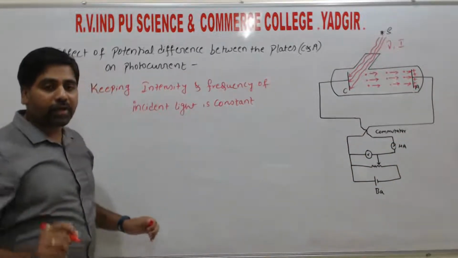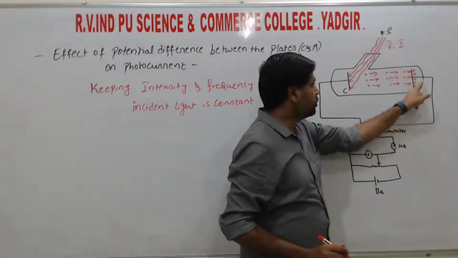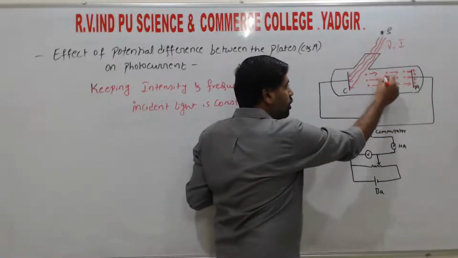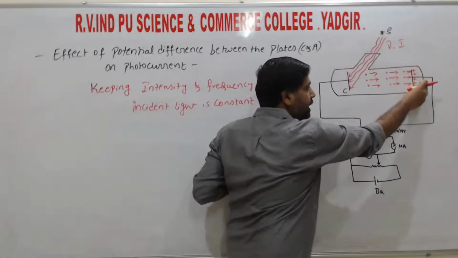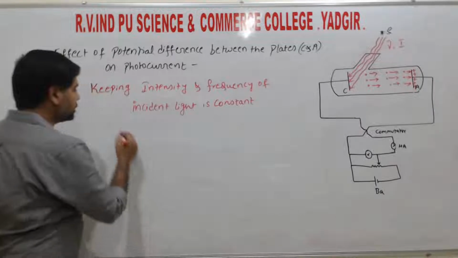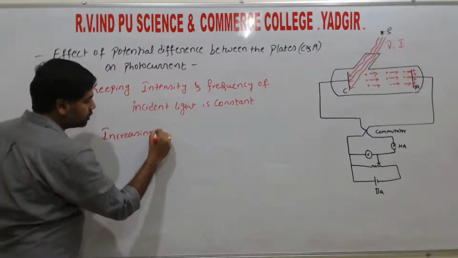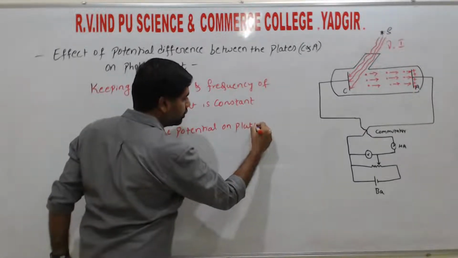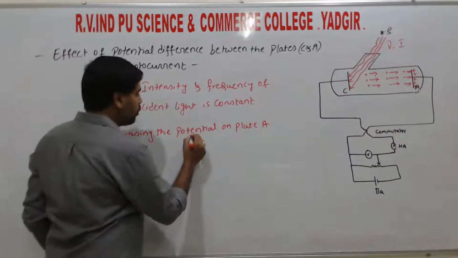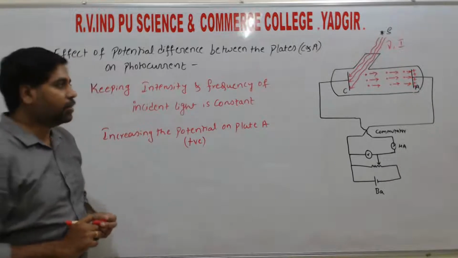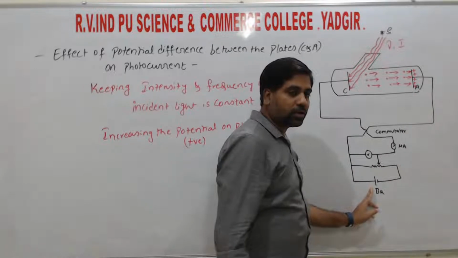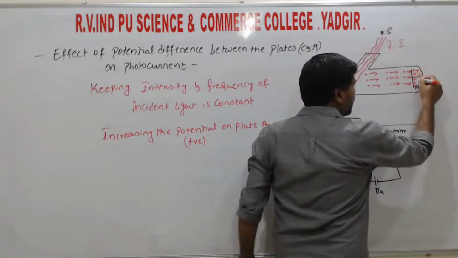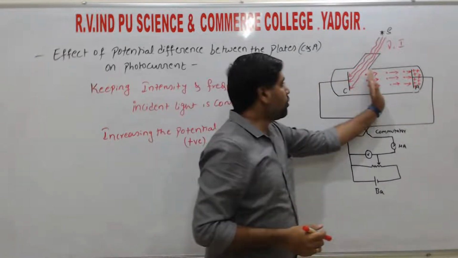Next, we vary the potential on the plate A. That is, we increase the positive accelerating potential on the plate A, which is connected to the positive terminal of the battery. Then more positive charge is collected, and by this, a larger number of electrons are attracted.